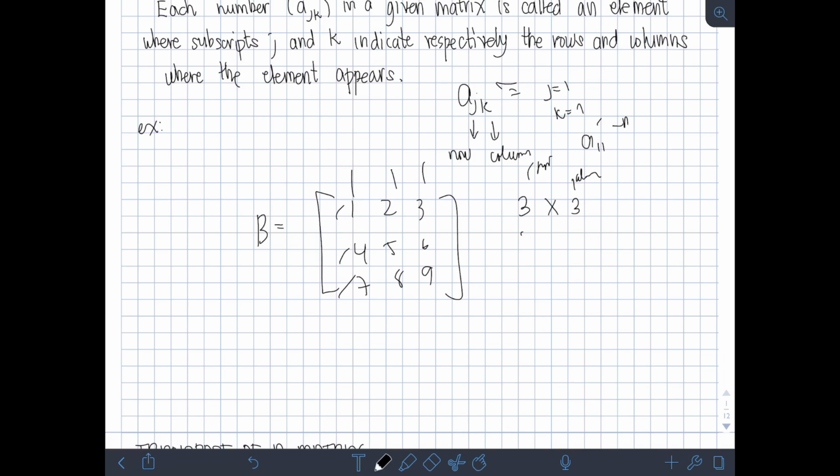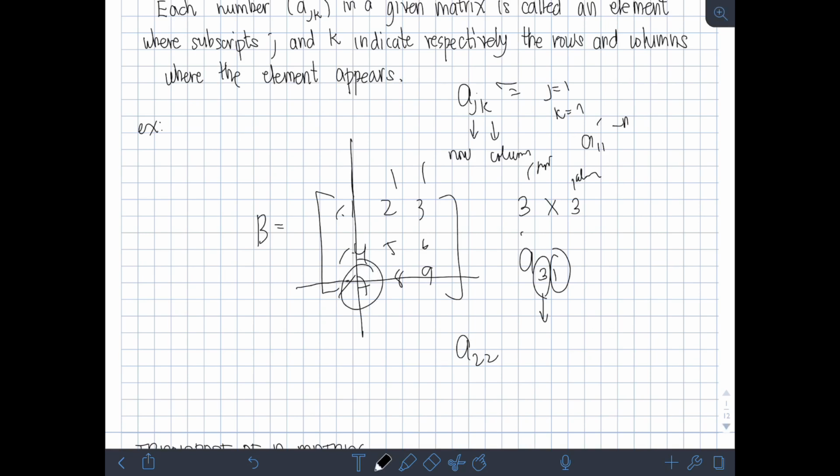So, let's say, gusto nating malocate yung A31. So, ibig sabihin, ilolocate natin yung intersection ng third row and then first column. So, third row, 1, 2, 3. Ito, diba? Column. First, so, ito yun. So, ano yung intersection nila? Itong 7.